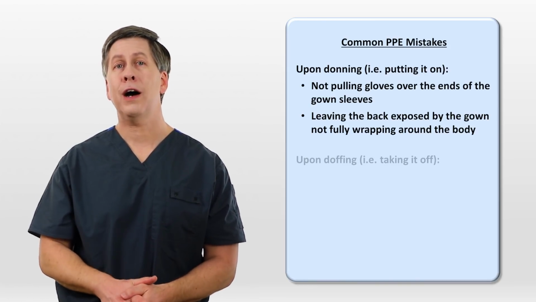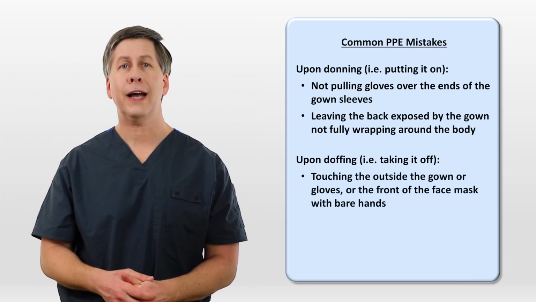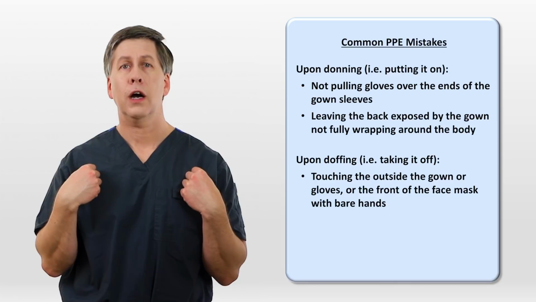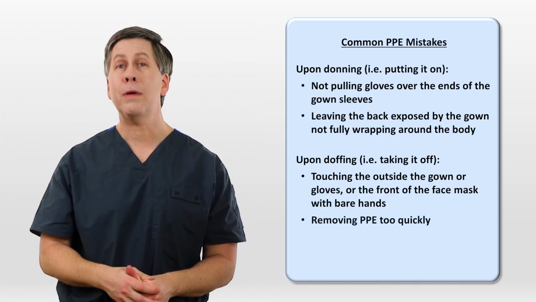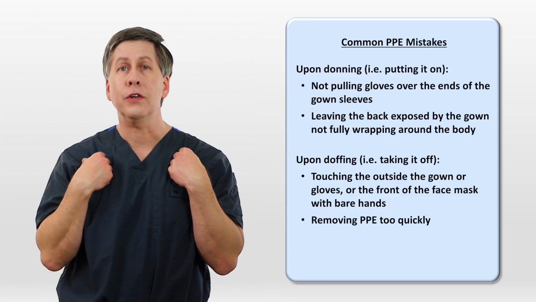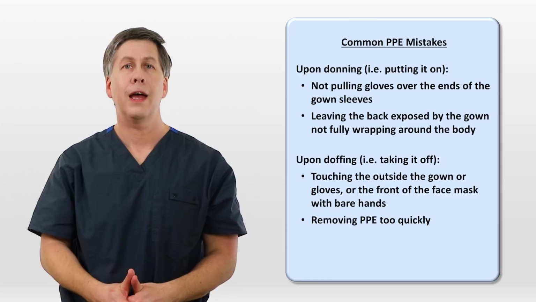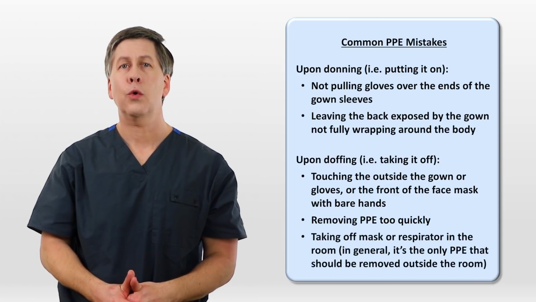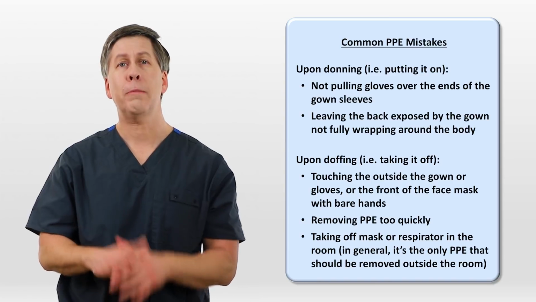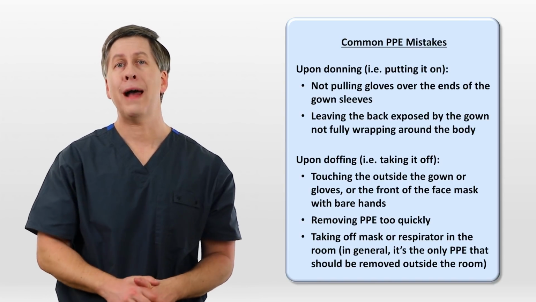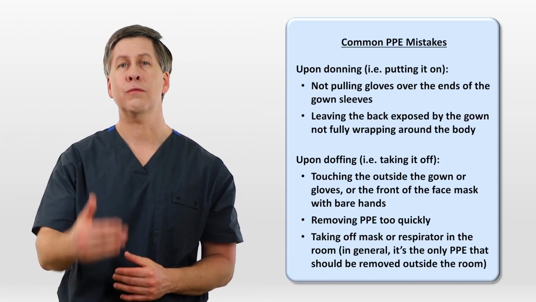Common mistakes upon doffing the PPE, meaning when taking it off, include touching the outside of the gown or gloves with bare hands, or the front of the mask with bare hands, removing the PPE too quickly, particularly the gown, which risks flinging viral particles into the air, and taking off the mask or the respirator in the room. In general, for most combinations of PPE and room layouts, the mask or respirator should be the only PPE that's removed outside of the room.